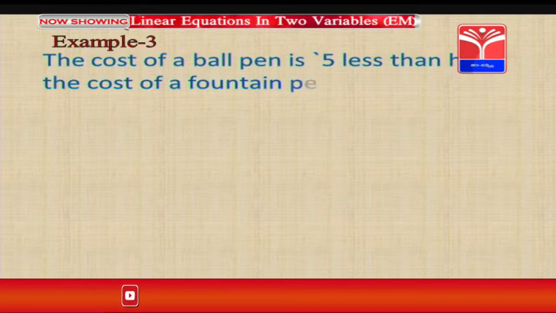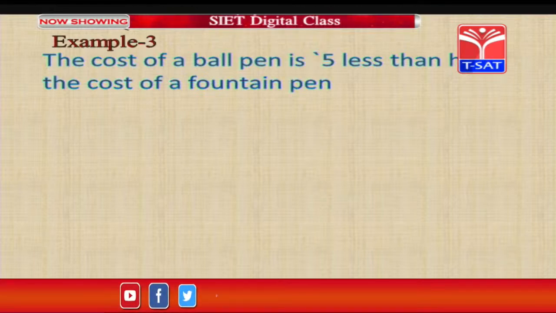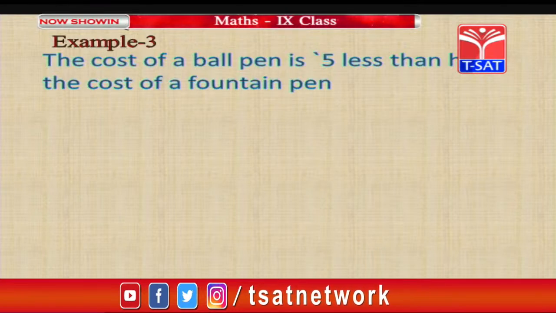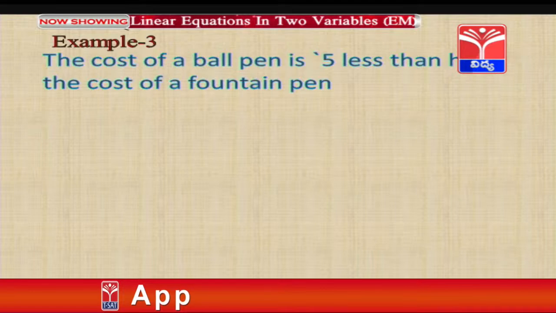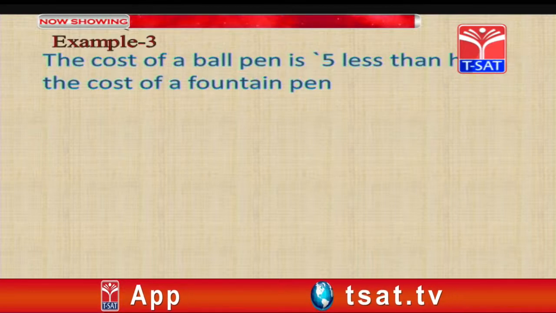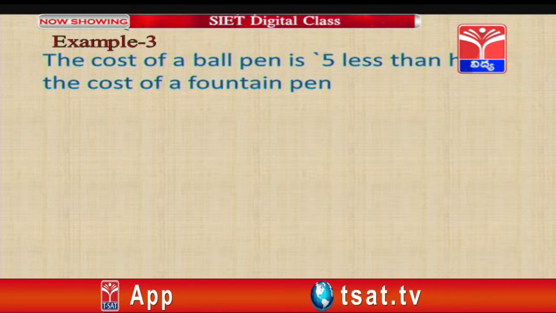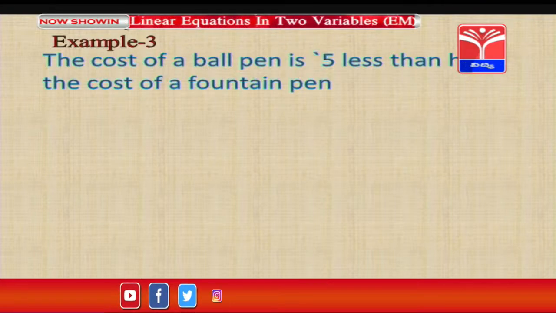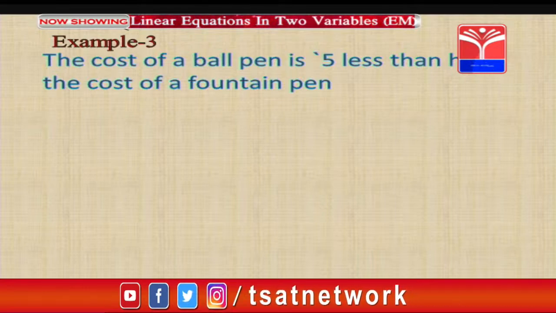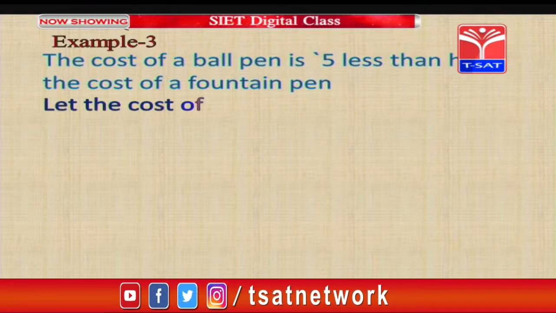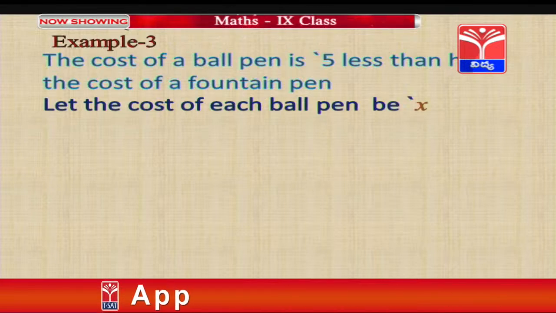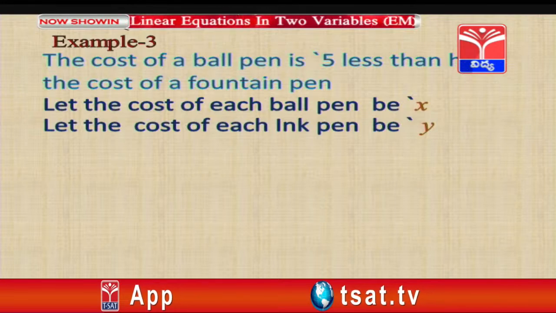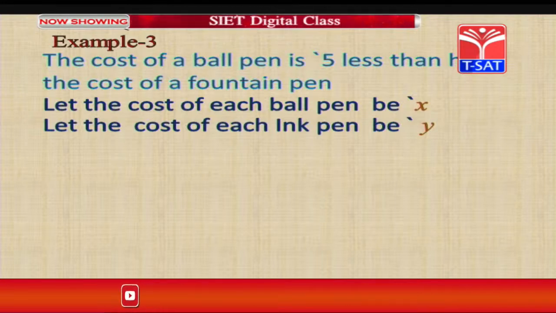The cost of a ball pen is 5 less than half the cost of a fountain pen. Children, I would like to remind you that a ball pen means the pen with which we are writing, and at present everyone is familiar with ball pens. A fountain pen is nothing but the ink pen, is that right? Now, when you are not aware of the cost of anything, you will directly estimate it as some x value. So, let the cost of each ball pen be x, and let the cost of each ink pen be y. Instead of fountain pen, here I am writing it as ink pen.